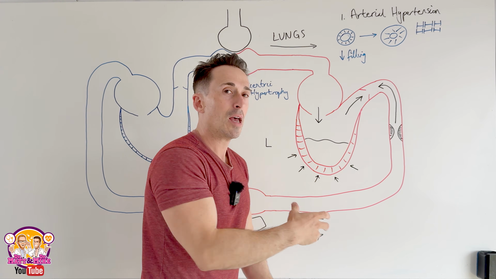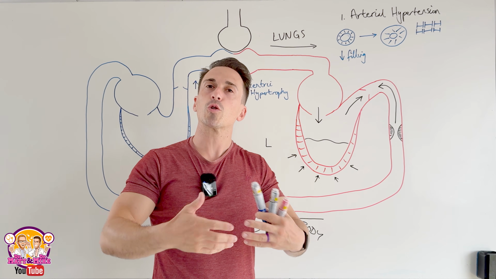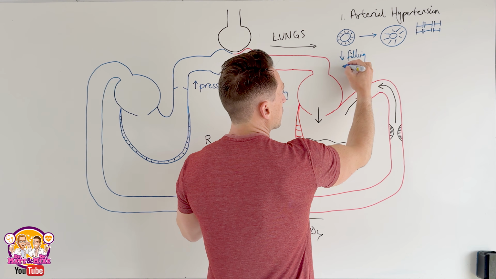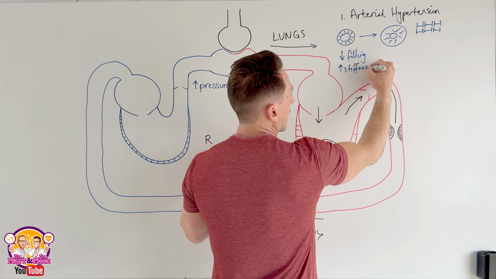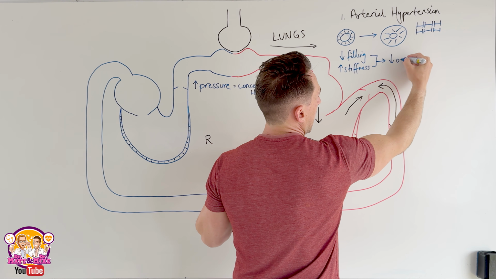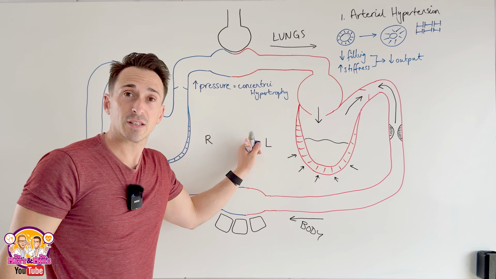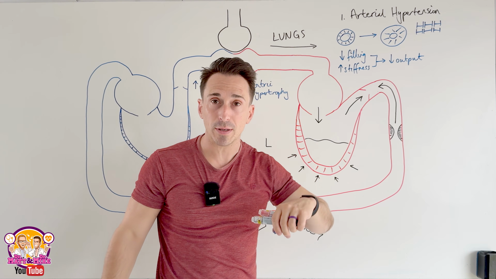Less blood is entering. But because we've also got so much muscle here, it's hard for it to relax, and it remains stiff. So you get decreased filling and increased stiffness. And these things together result in decreased output. And what we get? Left-sided heart failure. So that is due to arterial hypertension.